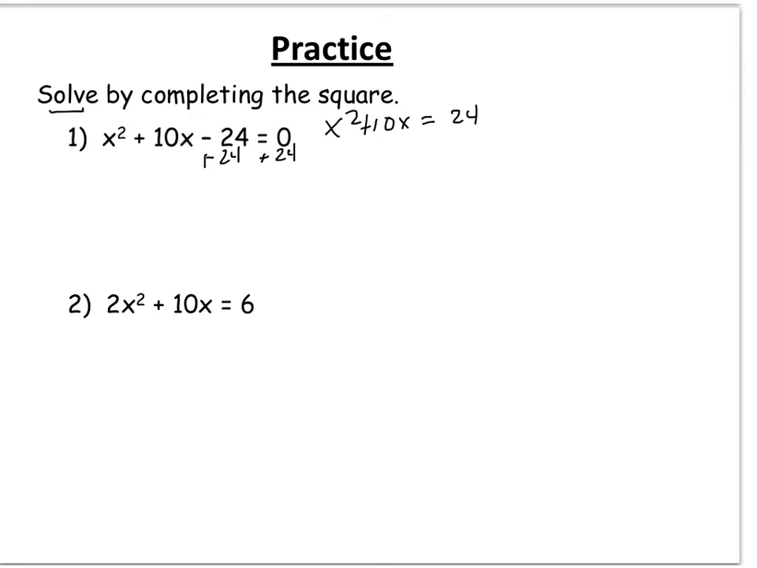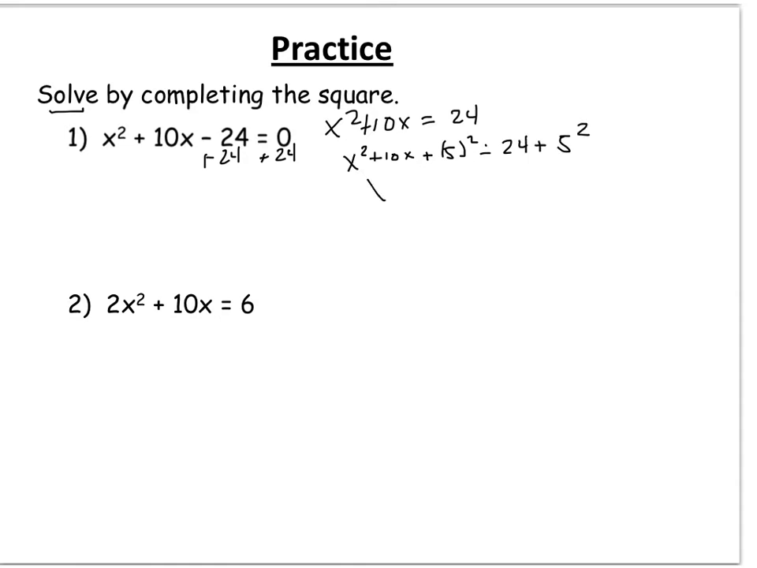There's no leading coefficient, so if you look at this example down here, this one has a leading coefficient. So that one, we're going to have to pull something out there. So this one we don't. And then what we're going to do is take this middle term and divide it by 2 and square it. And half of 10 is 5.